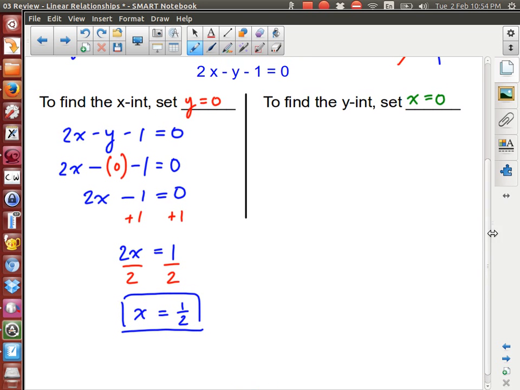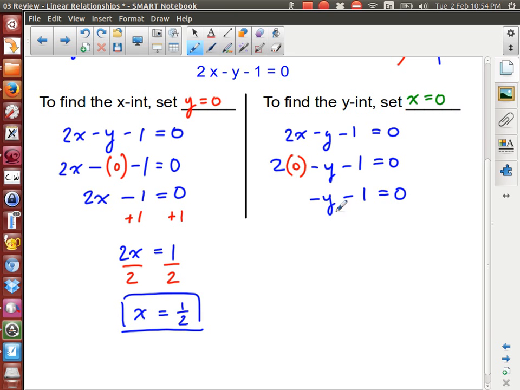We do the same procedure to find the y-intercept, except for this time we're going to set x equal to 0. So I start with my equation 2x minus y minus 1 equals 0. But instead of x, I'm going to replace that with the value 0. So I end up with 2 times 0 minus y minus 1 equals 0. 2 times 0 is 0, so this just becomes negative y minus 1 equals 0.